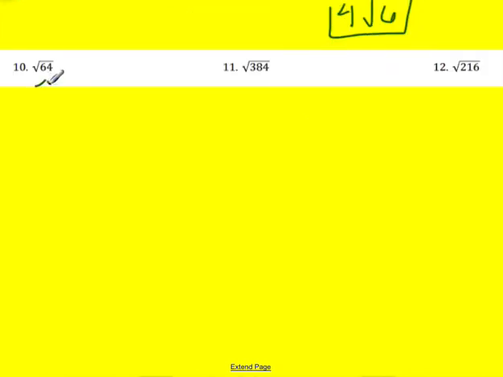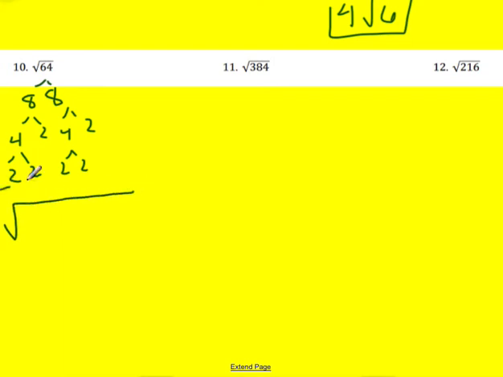So we want to break down 64. So 64 we can break down into being 8 and 8. And then 8 breaks down to 4 and 2, and 4 breaks down to 2 and 2. Again, 8 breaks down to 4 and 2, and 4 breaks down to 2 and 2. So then underneath my radical I have 1, 2, 3, 4, 5, 6 2's.